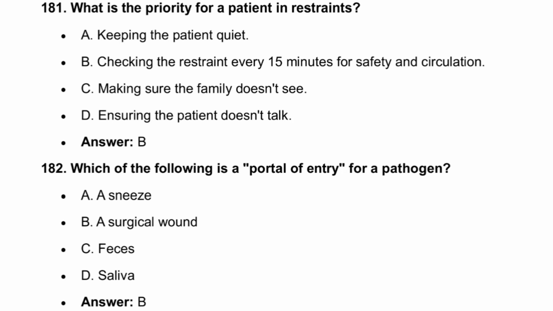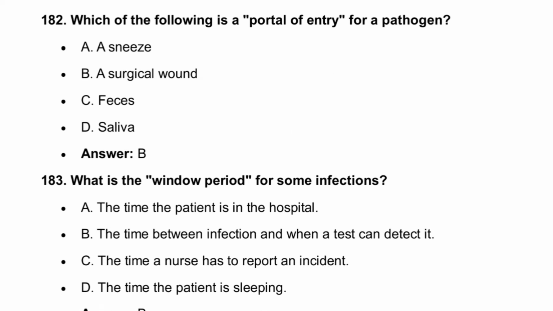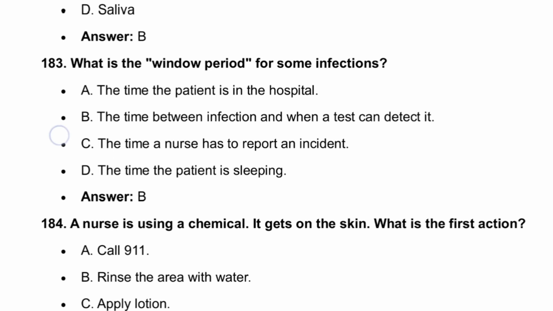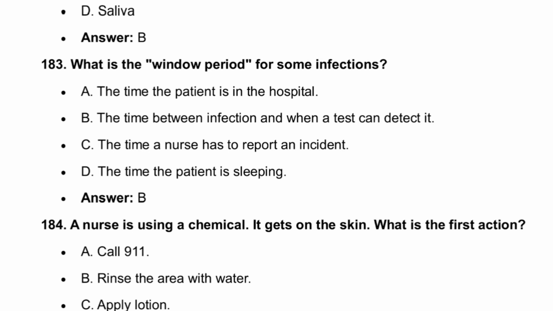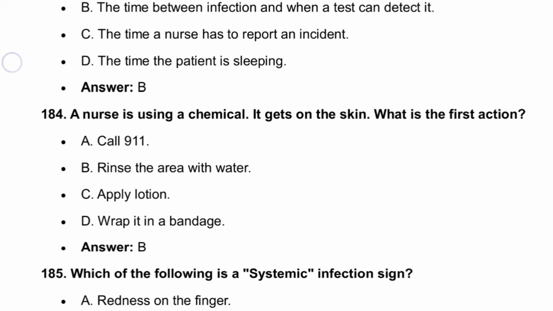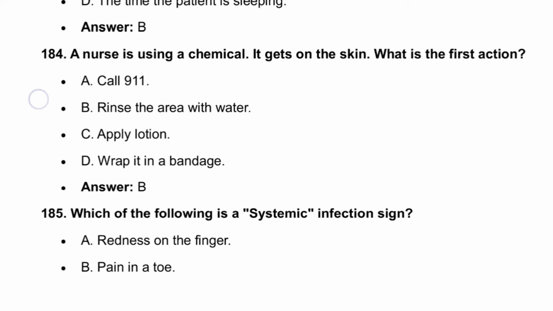Which of the following is a portal of entry for a pathogen? That is B, a surgical wound. What is the window period of an infection? Window period কি আছে? B, the time between infection and when a test can detect it. ঠিক আছে, ওটাকেই বলে যেদিন থেকে ইনফেকশন হলো সেই দিন থেকে যতদিন না টেস্ট করে এটা ডিটেক্ট করা যাচ্ছে ততদিন বলব যে উইন্ডো পিরিয়ড। A nurse is using a chemical and it gets on the skin. What is the first action? B, rinse the area with water.